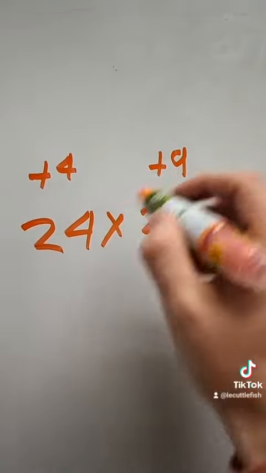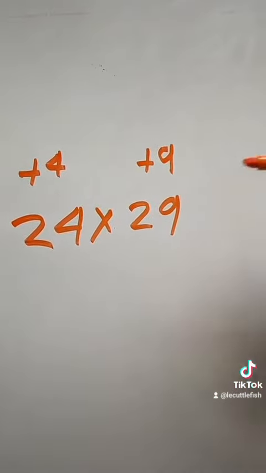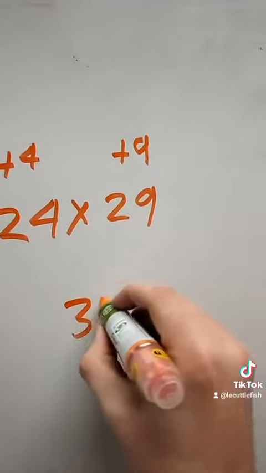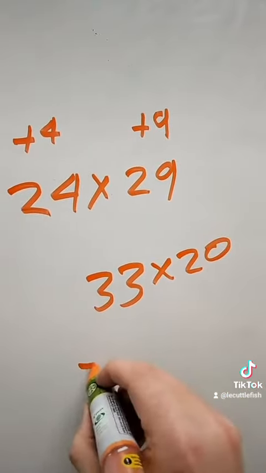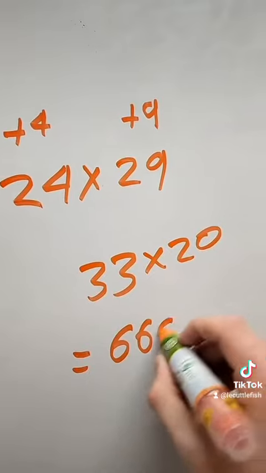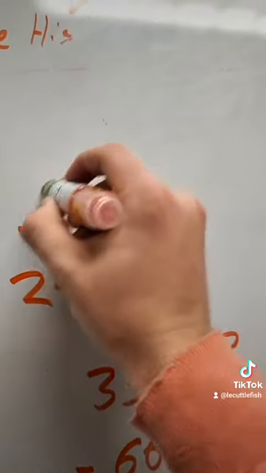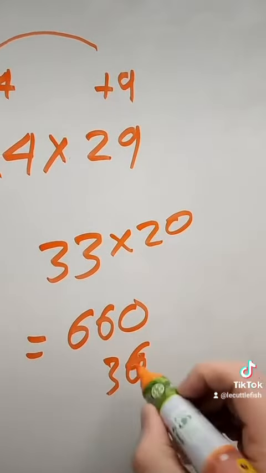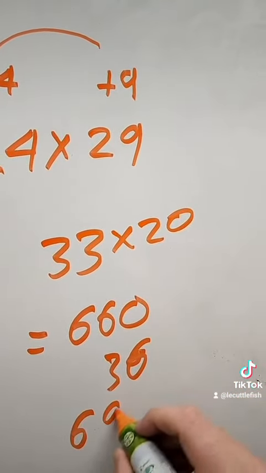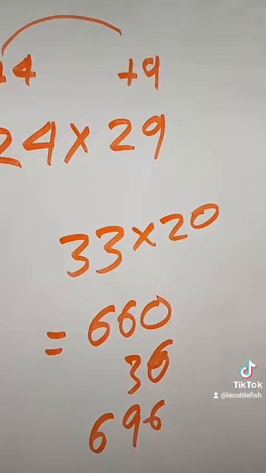So we're going to go ahead and add 9 to 24, which is going to get us to 33. But we're base 20, so we have to multiply this by 20, which is going to equal 660. And we come back up here and we multiply 9 and our 4 together, and we're going to get 36. This is going to get you to 696, which is your final answer for that.